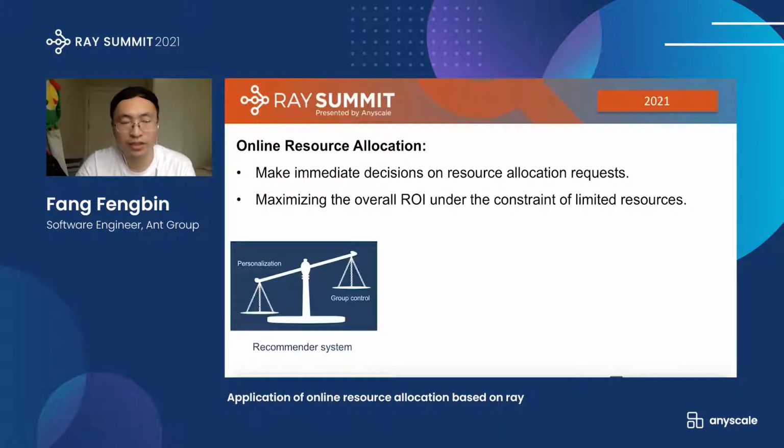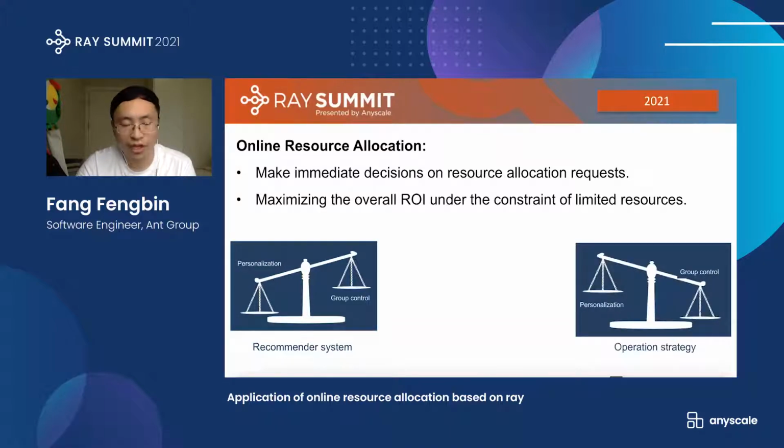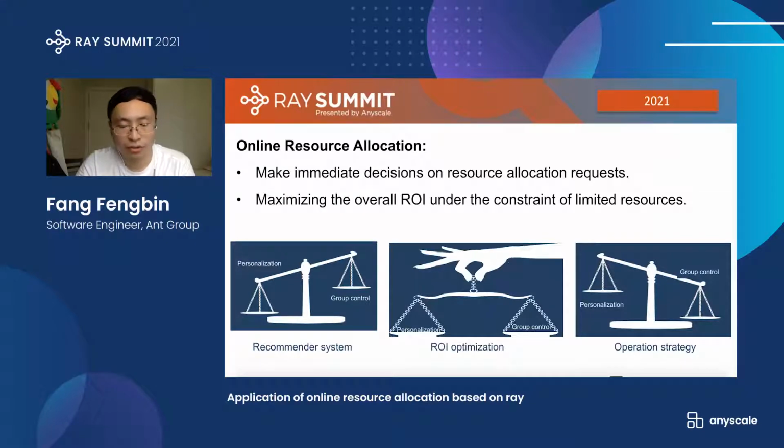In recommendation, search, marketing, and advertising systems, online decisions need to consider performance indicators such as click-through rate and conversion rate, as well as restrictions like capital cost and traffic. Online resource allocation is about maximizing the overall ROI under the constraint of limited resources. An online resource allocation system is a trade-off between user personalization and group control.